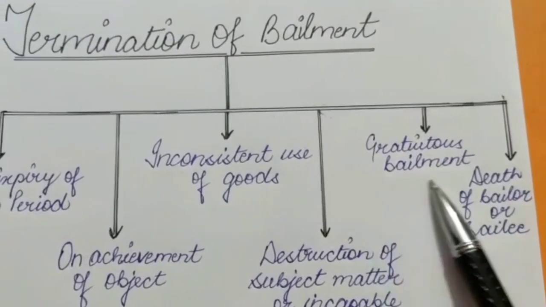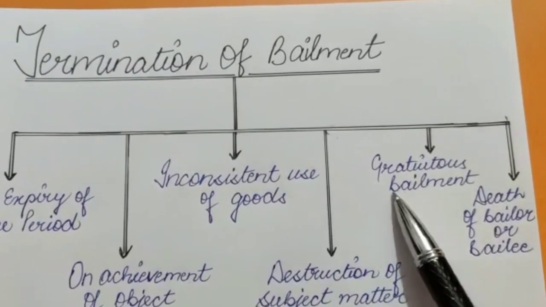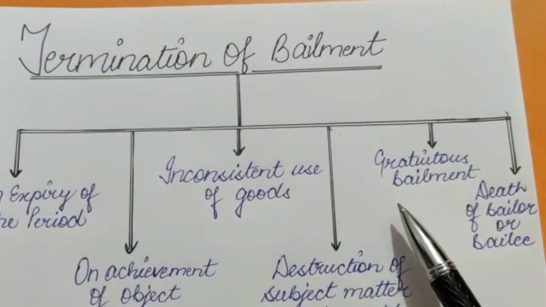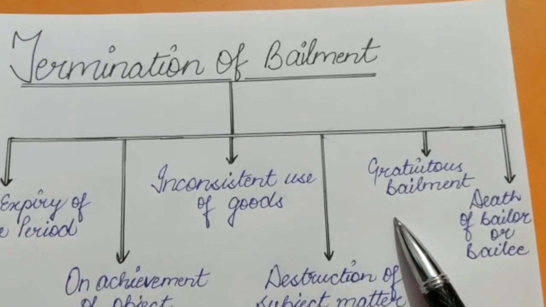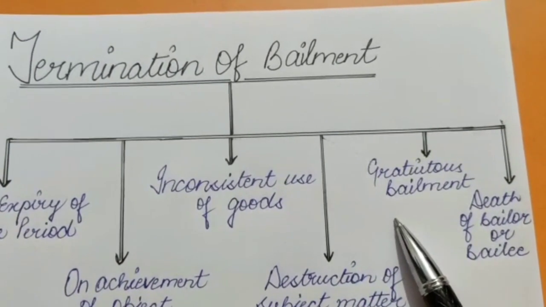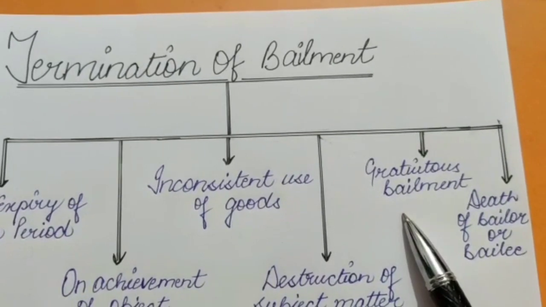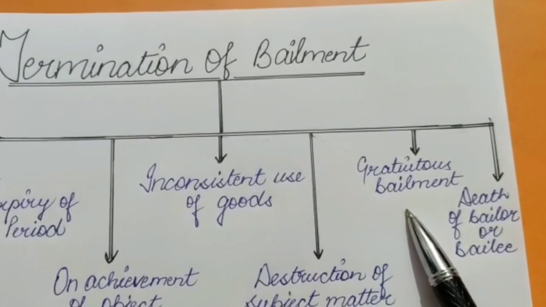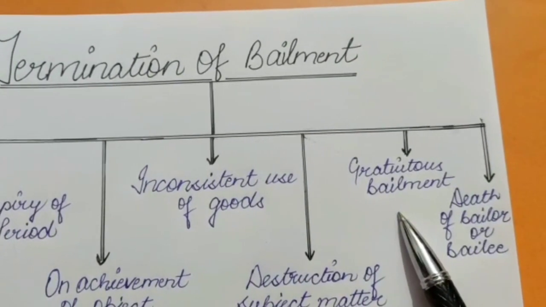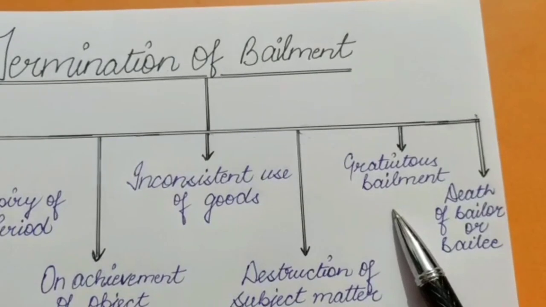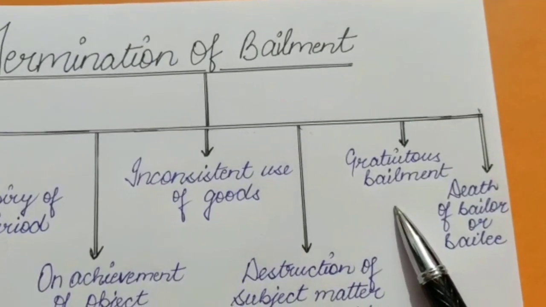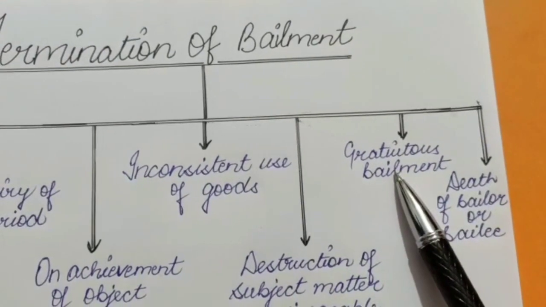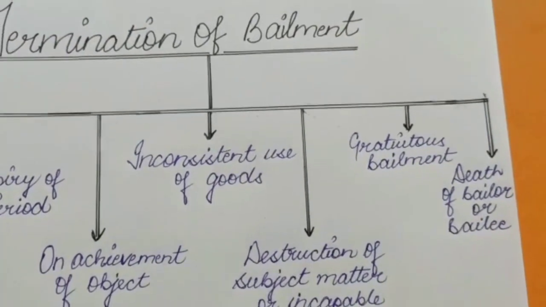Next is gratuitous bailment. A gratuitous bailment can be terminated by the bailor at any time, even before the specified time or before the purpose is achieved, subject to the limitation that where such termination causes loss in excess of benefit actually derived by the bailee, the bailor must indemnify the bailee for the amount in which the loss occasioned exceeds the benefit derived. This is explained under section 159 of Indian Contract Act.